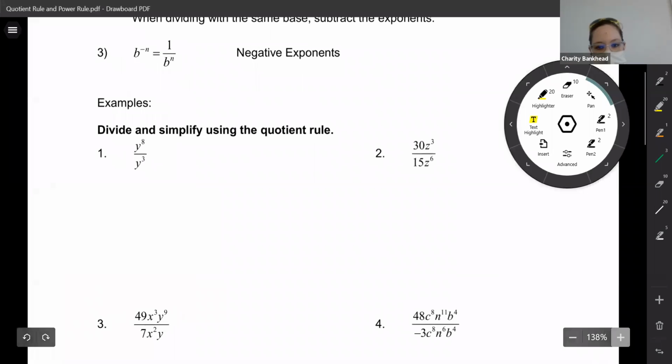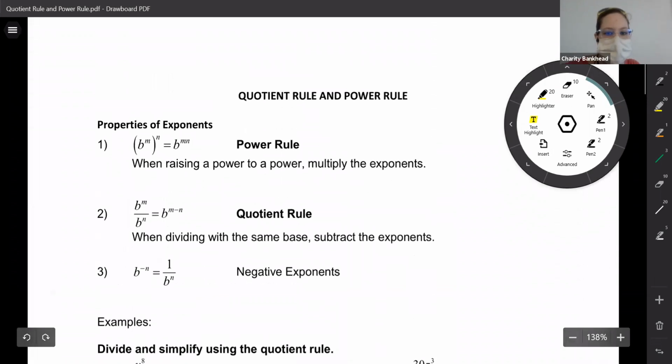All right, so we're still talking about exponents today. Yesterday we talked about the product rule, and today we're going to talk about the quotient and power rules. For the power rule for exponents, if you have something that's raised to an exponent and then that whole thing is raised to another exponent, you just simplify that by multiplying the exponents.